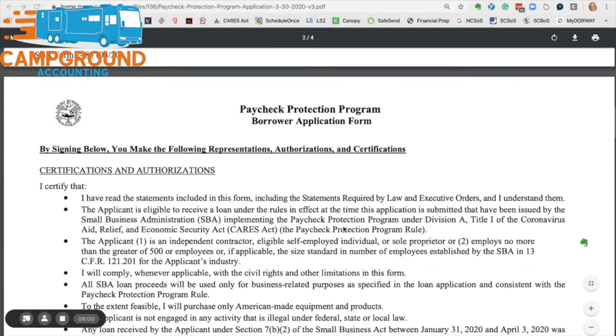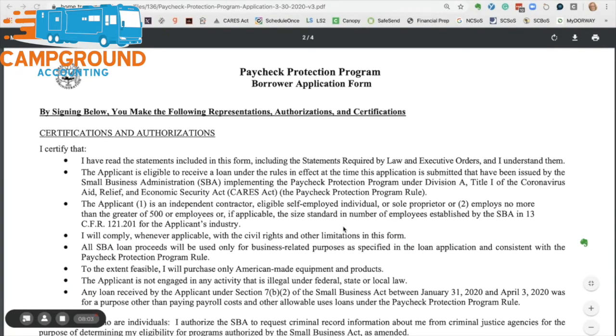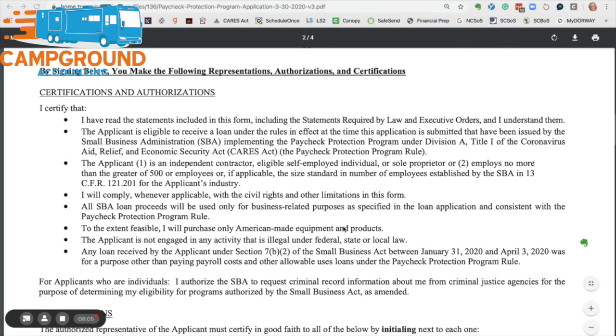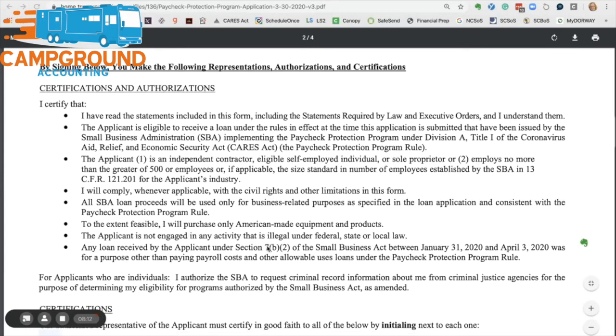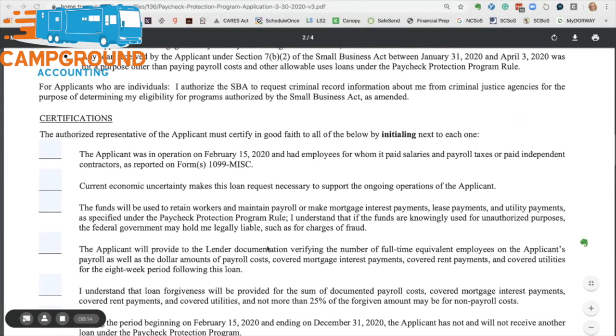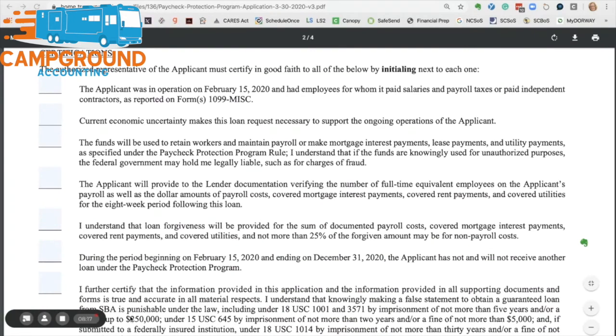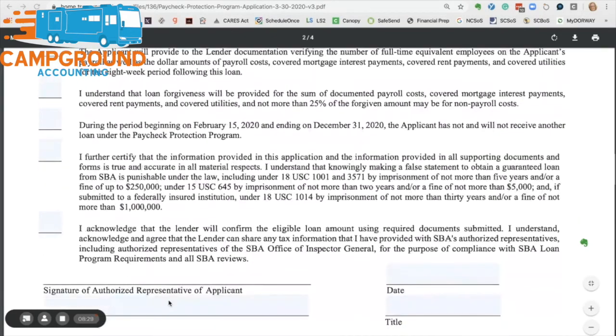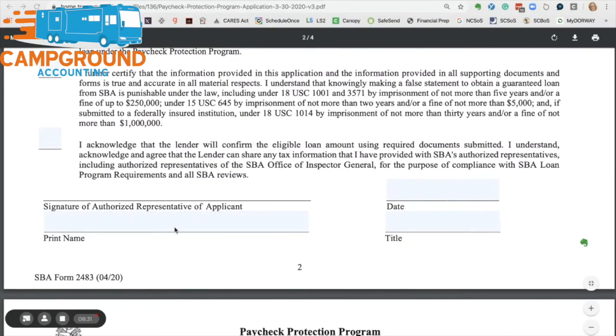All right. If you have further questions, please make sure you're reading all of the certifications below. There are several different things here to make sure that you understand. You will want to initial each one of the certifications to show that you've read each one and understand what they are telling you you're going to need to use the funds for and the application of this loan. Once you reach the bottom, please make sure to sign, print your title.